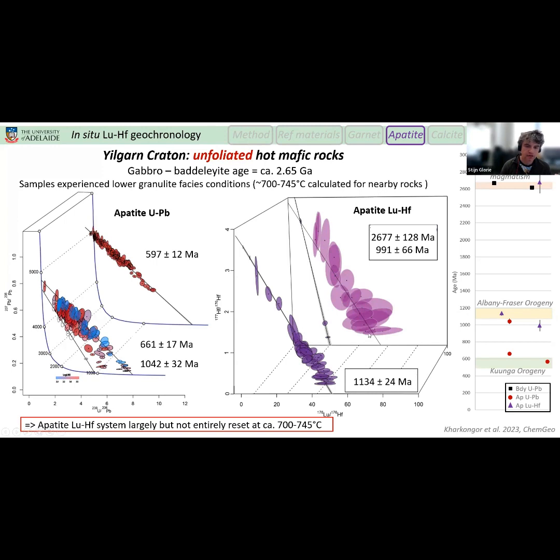And in the other sample, more interestingly, some grains seem to preserve magmatic numbers and some are being reset towards the Albany-Fraser as well. So it turns out that at those temperatures, roughly 700 to 750 degrees, we are partially resetting the hafnium system, potentially also completely, but we might have some preservation of some old dates as well. So at those temperatures, the hafnium system is likely to break. So granulite facies is probably getting too hot to be retaining primary numbers. But anything upwards towards that is probably fine.